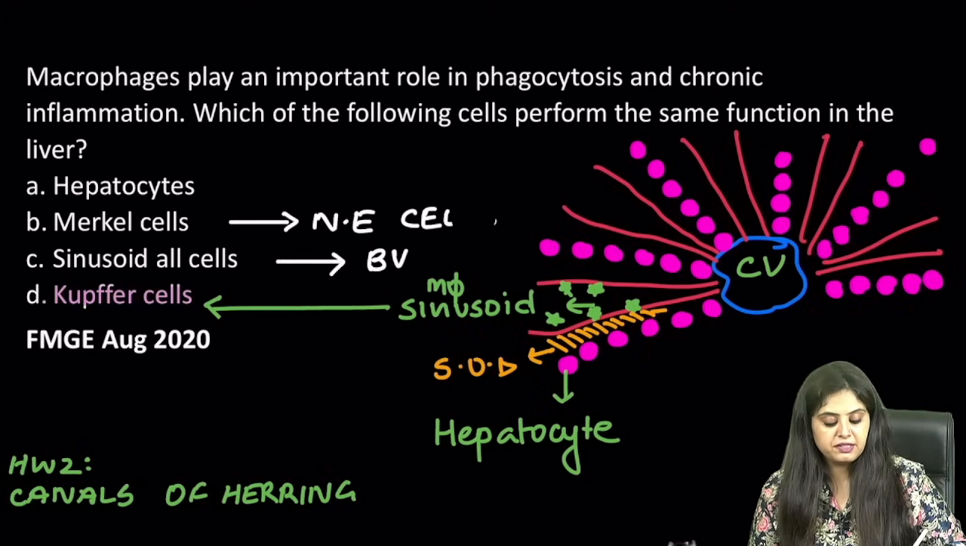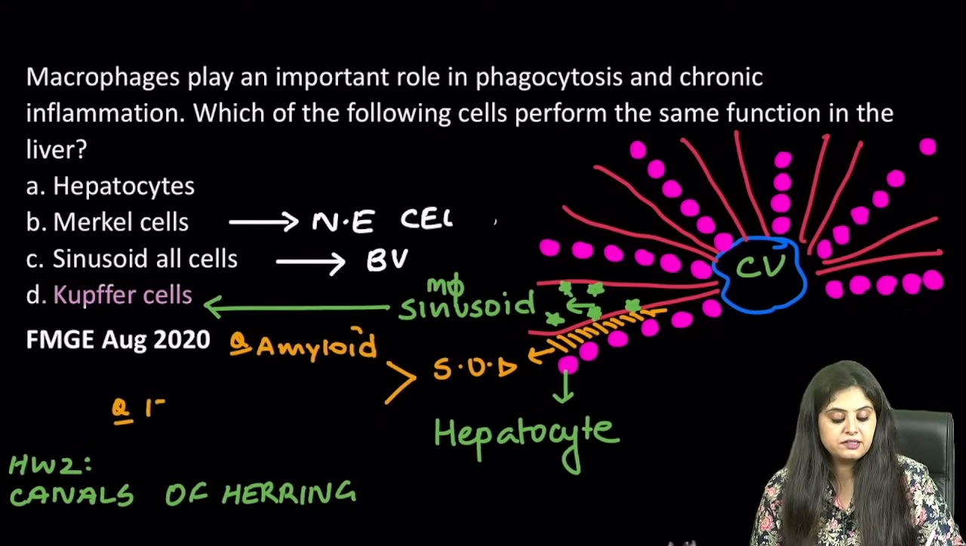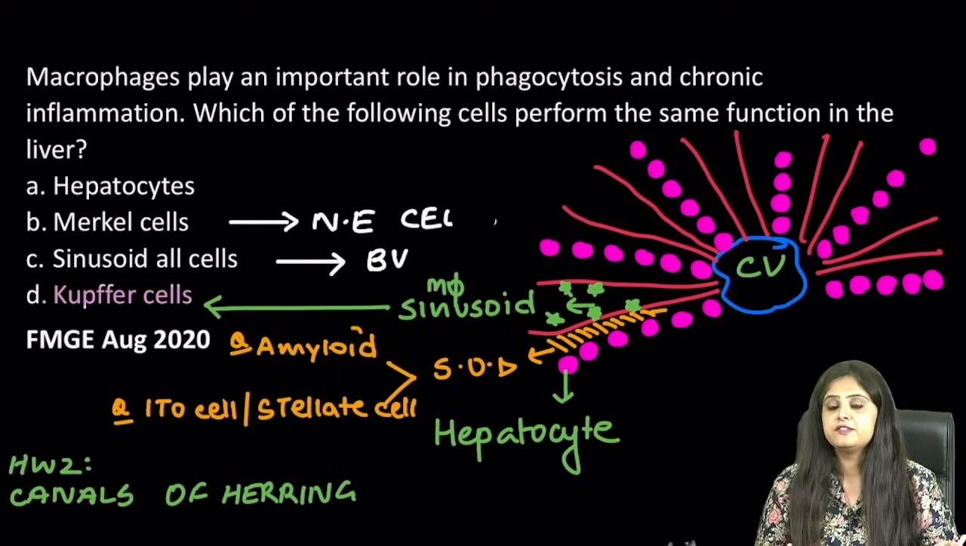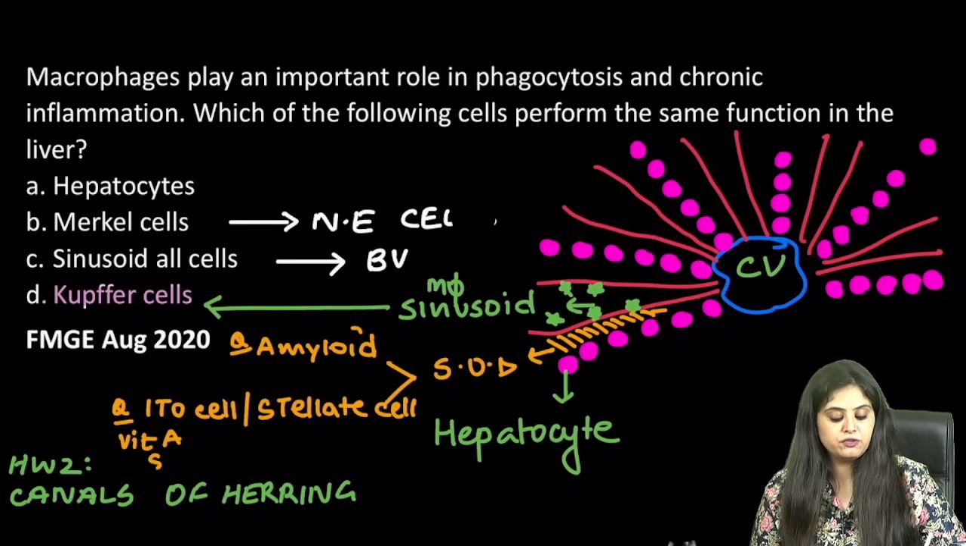And this space of Disse now has two very important things as PYQs. Number one, the amyloid deposition first in the liver occurs in the space of Disse. And second are the cells that are found over here. They are known as the Ito cells or the stellate cell. So when you talk about their names, they are the same cell, but their function is different. When they are in the resting stage, we call them the Ito cell, and they are going to do the vitamin A storage for us.